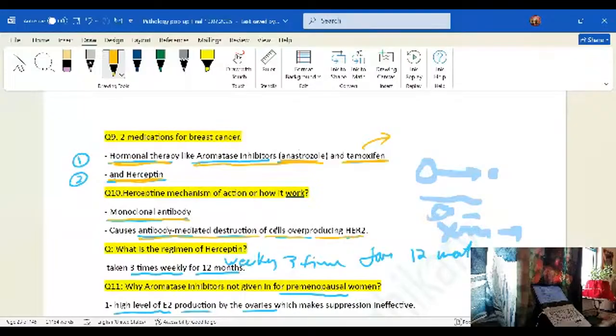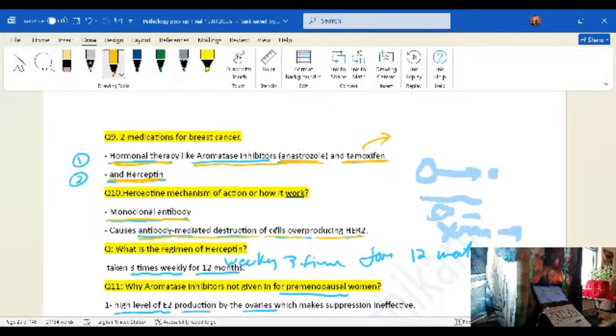Herceptin is a monoclonal antibody, and it causes antibody-mediated destruction of the cells which overproduce HER2. What is the regimen of Herceptin? Three times weekly for 12 months.